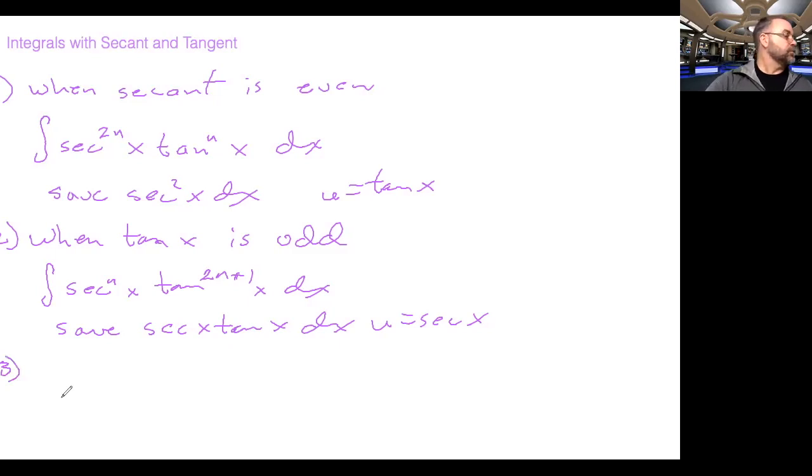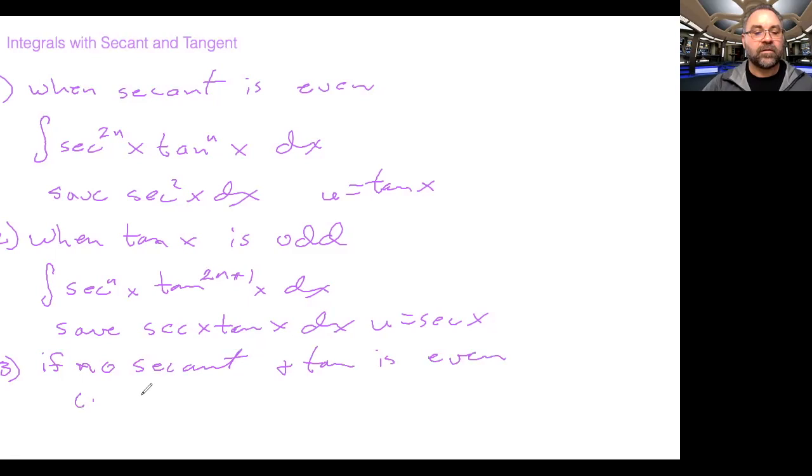The third one, if there are no secants, this one's a little bit longer. No secants and the power of tangent is even, convert the tangent squared factor to a secant squared factor and repeat. That one's a little bit tougher, right? No secant factors, and tangent is even, convert tan squared x's to secants. Okay. So that one's a little bit more involved.